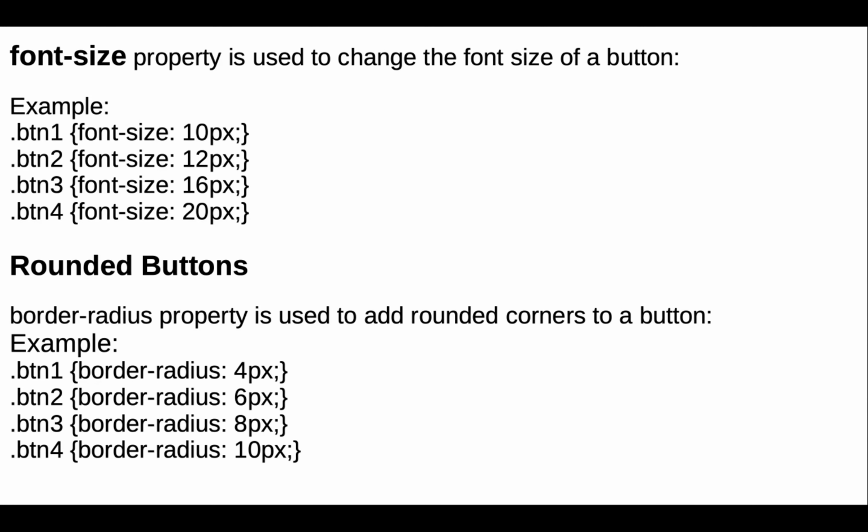Next is, if you want to change the font size of the button text, we use the font size property. The font size property is used to change the font size of a button. For example, make a class btn1 and in between that we add the font size property. Next is rounded button. The border radius property is used to add rounded corners to a button. For example, make one class btn1 and the property border radius, value is 4px.